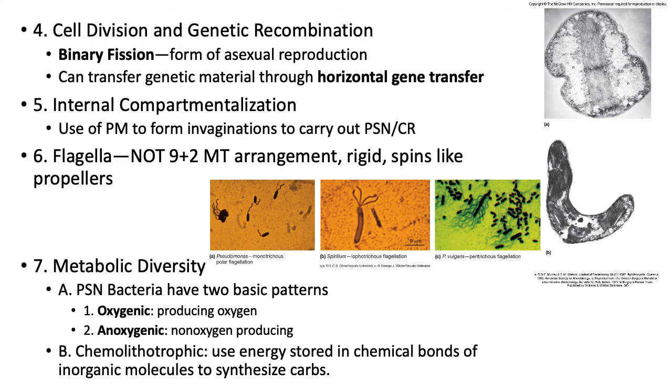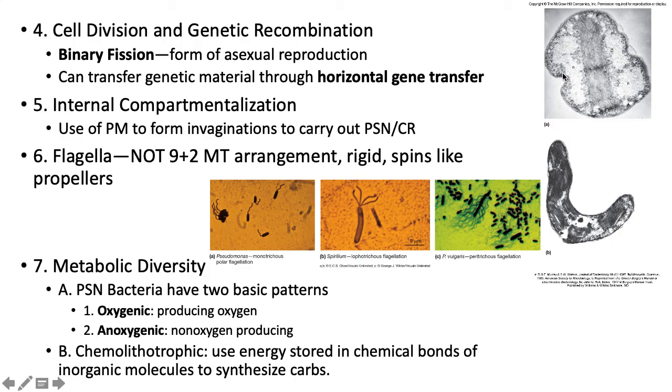Prokaryotes don't have organelles, but they do have some type of compartmentalization produced by their plasma membrane. Some prokaryotes can do photosynthesis, and you're like, wait a minute, Mrs. Erickson, you just told me that prokaryotes don't have organelles. Well, they use their plasma membrane to form invaginations, little pockets, and these pockets hold enzymes that can carry out photosynthesis, which is PSN, and cellular respiration, which is CR. So they use their plasma membrane to act like organelles.